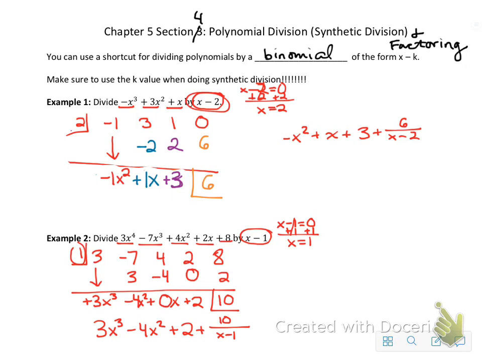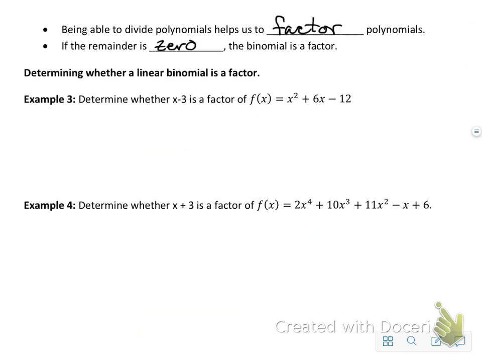Okay, and yes, I will be doing that again. But before I do that, let's look at what is written. Being able to divide polynomials helps us to factor polynomials. If the remainder is 0, so if the little right-hand box is a 0, then the binomial is a factor, and you can just say that it's a factor. So, for instance, if you have something like example 3, where it's asking you to determine whether the linear binomial is a factor, then we can do that.